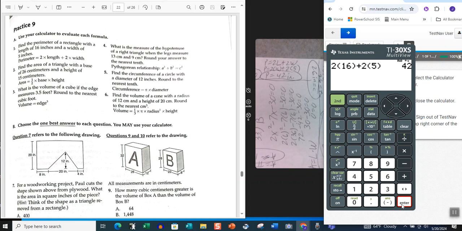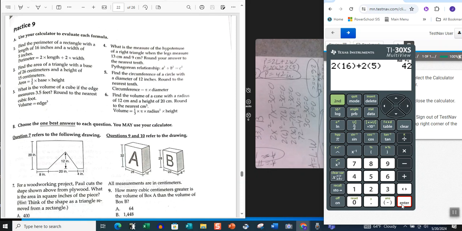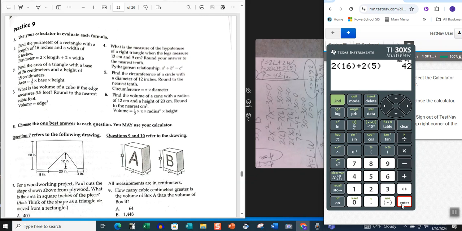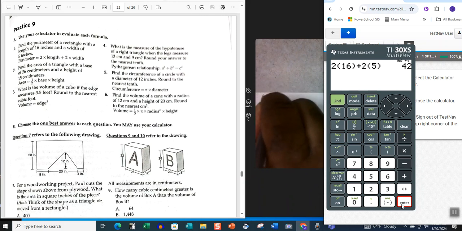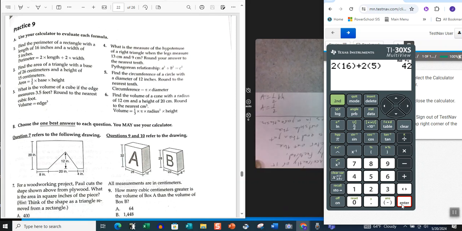Okay, problem number 2, it says find the area of a triangle with a base of 26 centimeters and a height of 15 centimeters. And they give us the formula. Area is equal to half of base times height. Okay, so with that being said and done here, so we will have area is equal to half of base times height. So area is equal to 1/2. We're told here that the base is 26 and the height is 15.